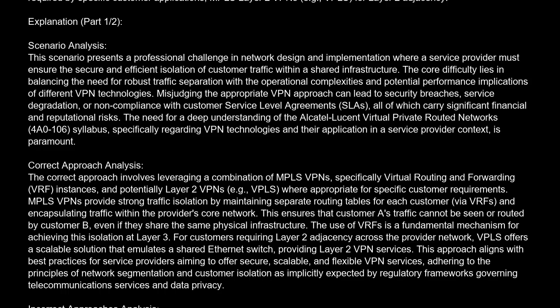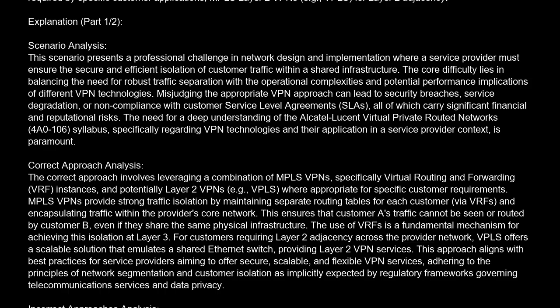MPLS VPNs provide strong traffic isolation by maintaining separate routing tables for each customer via VRFs and encapsulating traffic within the provider's core network. This ensures that customer A's traffic cannot be seen or routed by customer B, even if they share the same physical infrastructure. The use of VRFs is a fundamental mechanism for achieving this isolation at Layer 3. For customers requiring Layer 2 adjacency across the provider network, VPLS offers a scalable solution that emulates a shared Ethernet switch, providing Layer 2 VPN services.